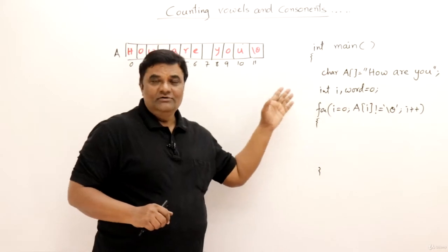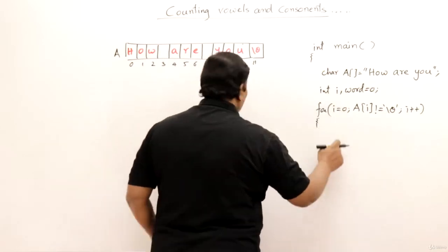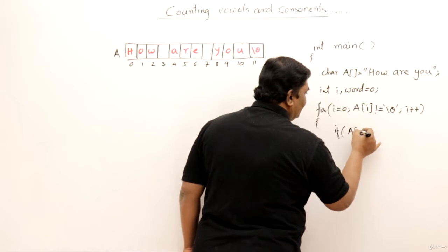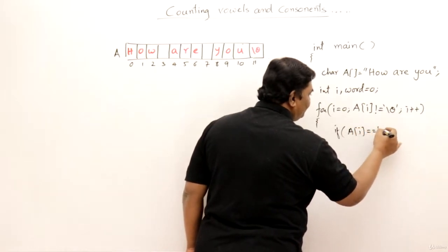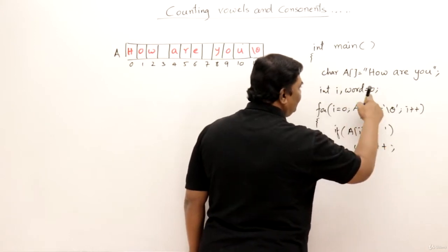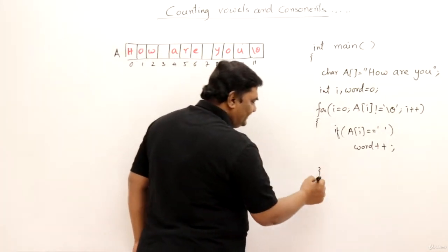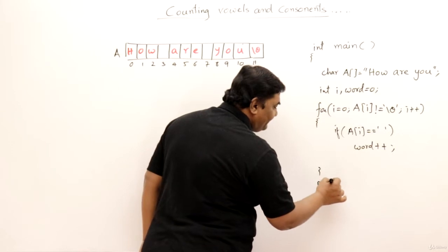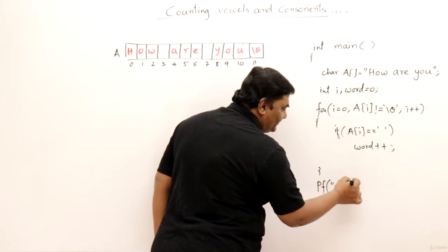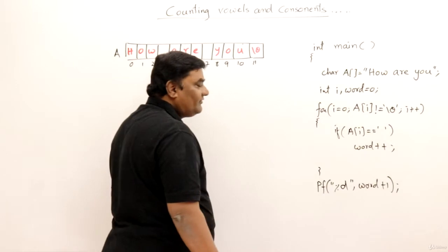So we know very well how to scan through a string, and we just have to check for the spaces. I will write the code here. This for loop will take me through the entire string. Every time I check if a of i is equal to a space. If it is a space, then word plus plus. I have already taken a variable called word, and word plus plus will count the number of spaces. After this for loop, I can printf percent d, that is the number of words that we are finding out. That should be word plus 1, because word has given me the number of spaces.